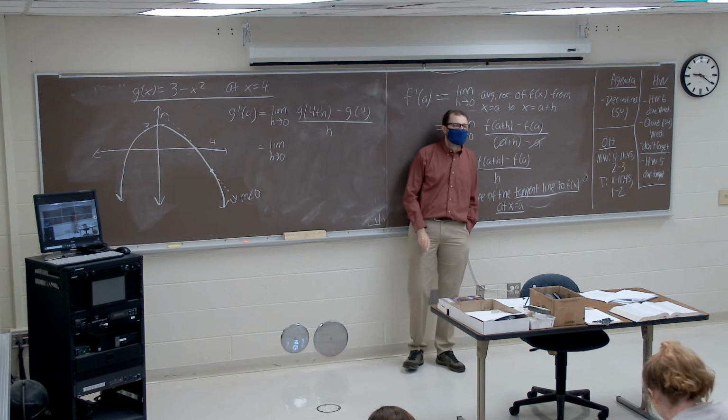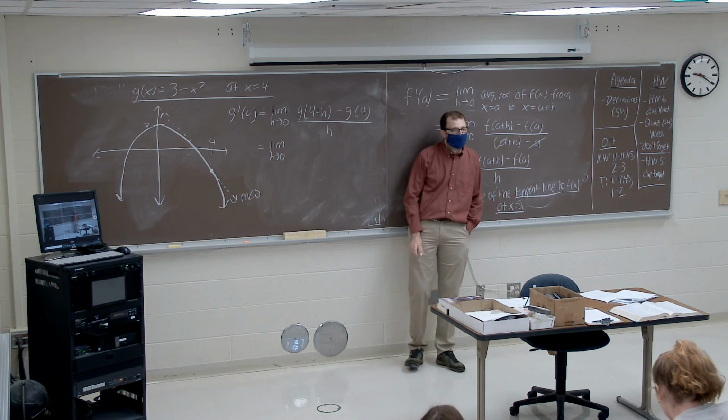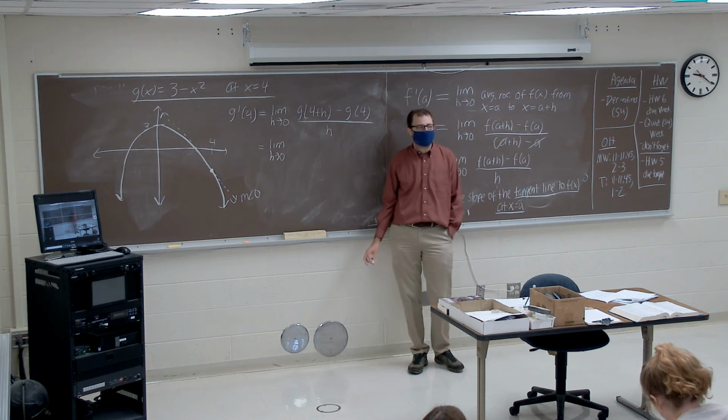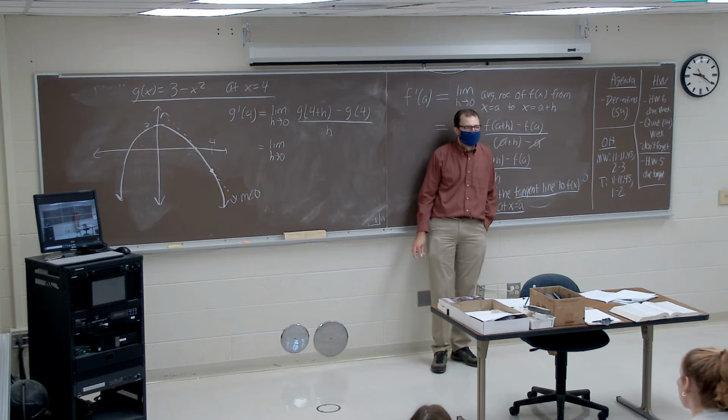How are we going to compute g of 4 plus h? If we're replacing our x's with 4 plus h's, what is that going to give us here?